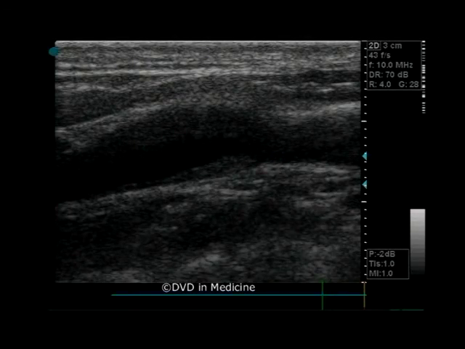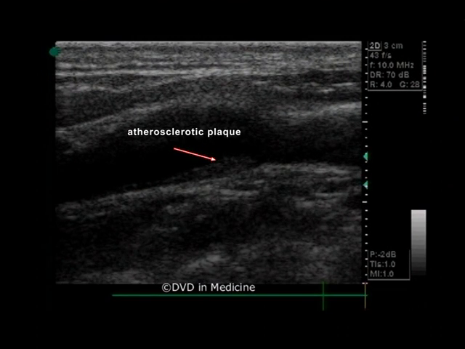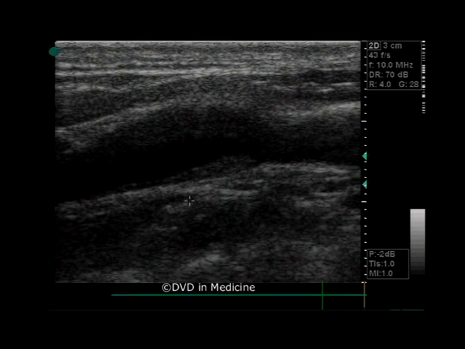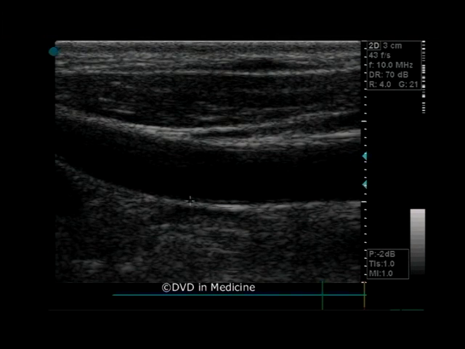It should be noted that an IMT measurement less than 0.8 millimeters does not exclude the presence of atherosclerosis. It only indicates the lower risk of myocardial infarction. We have had many cases when the atherosclerotic plaque was seen on bifurcation, but the IMT measurements were in the normal range.